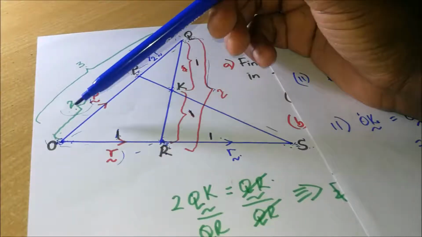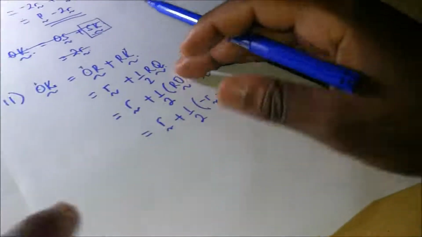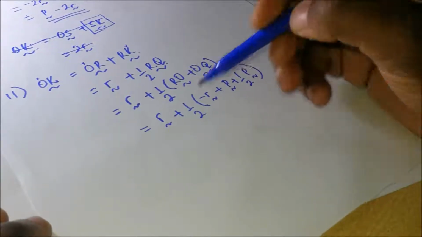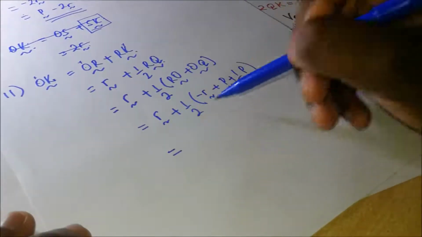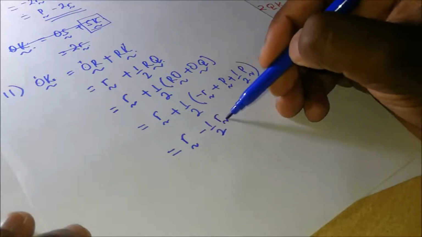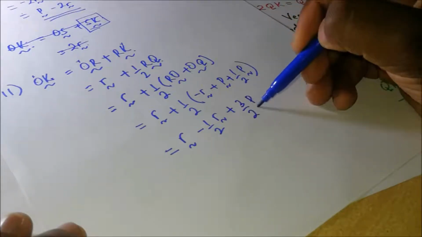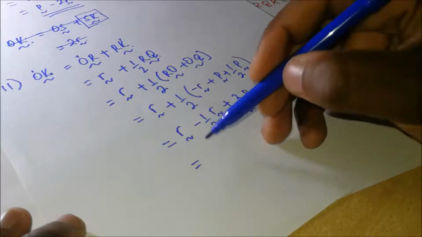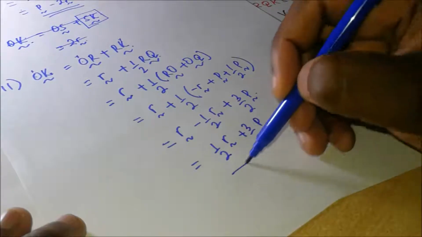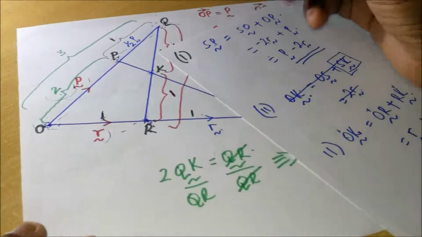So in other words, for me to move from O to P, it's going to be P plus half P. So I'll come here and say it is plus P plus a half P, and definitely the rest is now just rearranging things, so it becomes R minus a half R. P plus a half P is 3 over 2 P. So this is 1 minus a half gives us a half R plus 3 over 2 P, and that is the answer for OK.